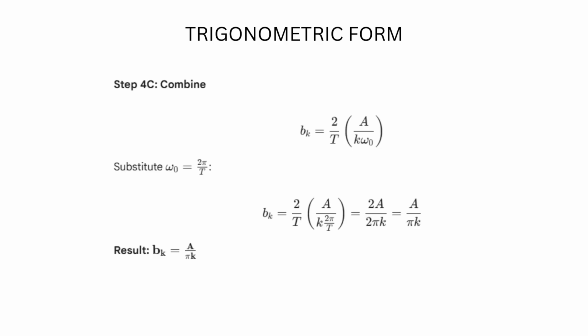For step 4c, we combine. B sub k is equal to 2 over big T times the quantity A over k omega naught. Substitute omega naught equals 2 pi over big T. B sub k equals 2 over T times A over the quantity k times 2 pi over T, which simplifies to 2A over 2 pi k, which equals A over pi k.